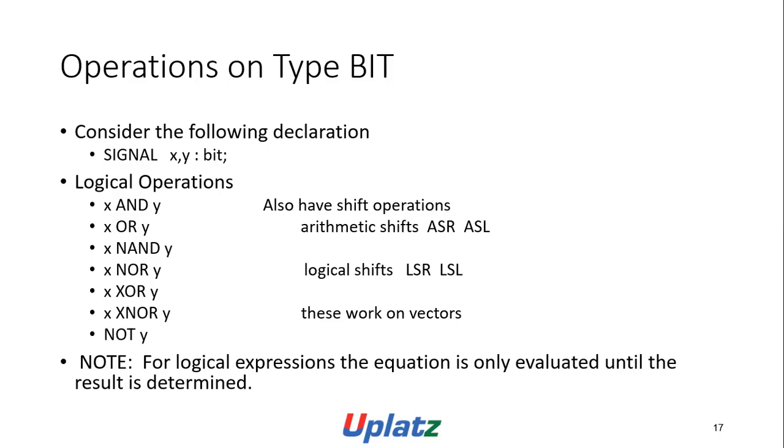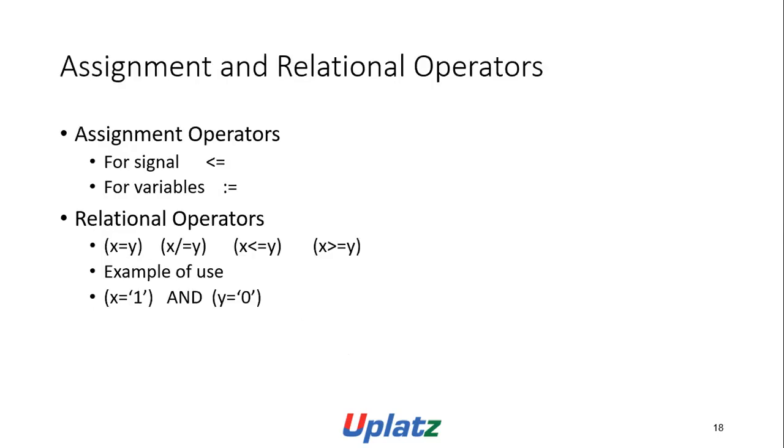Operations on type bit. Consider the following declaration: signal X, Y bit. Logic operations: X and Y, X or Y, X NAND Y, X NOR Y, X XOR Y, not Y. Also shift operations, arithmetic shift SRA, SLA, and logic shift SRL, SLL. These also work on vectors. Note for logical expressions, the equation is only evaluated until the result is determined.